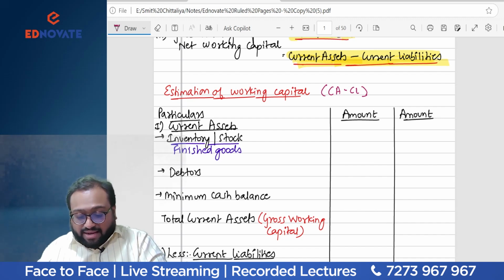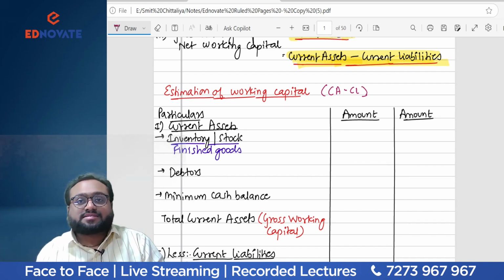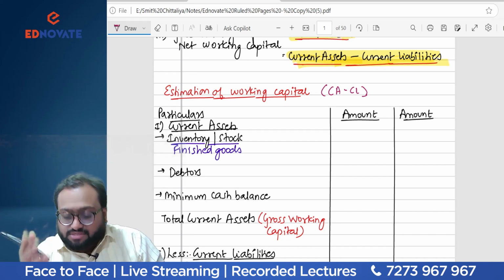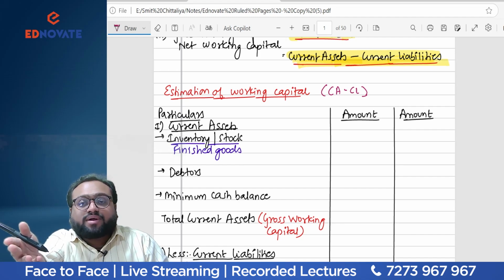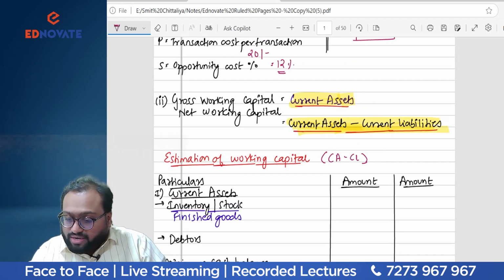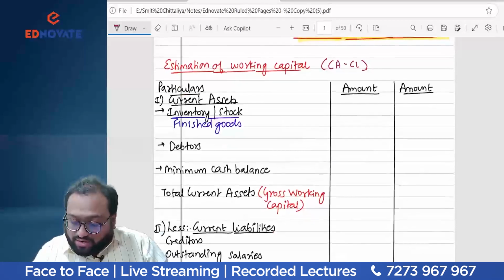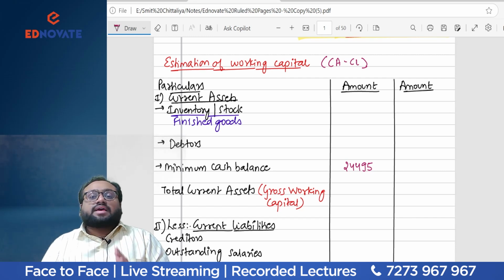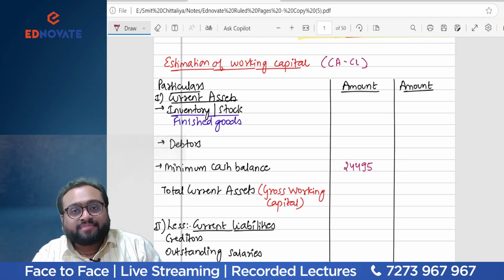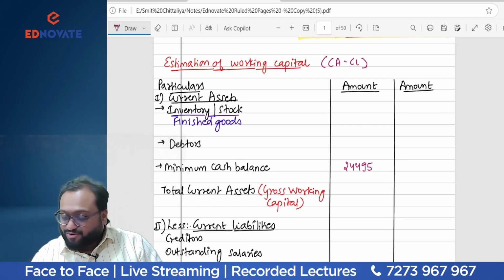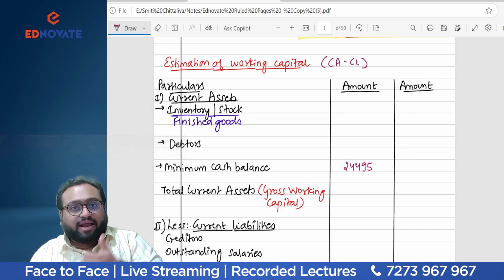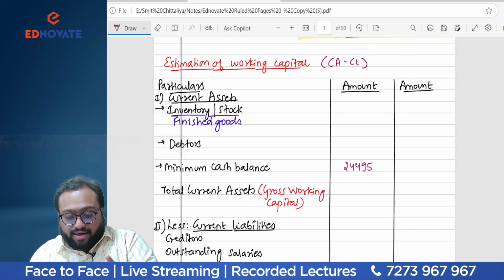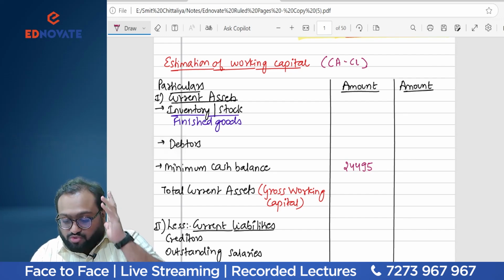Very good. And the third thing which will come is cash balance. So where will you get the cash balance? Just now in part 1 we have calculated the minimum amount of cash balance, that is 24,495. I'll quickly write down first thing over here. Minimum cash balance 24,495. The thing which we have calculated is useful over here. Am I right? Now I need to find out the value of finished goods. I need to find out the value of debtors. So I'll get my total current assets, which is my gross working capital.